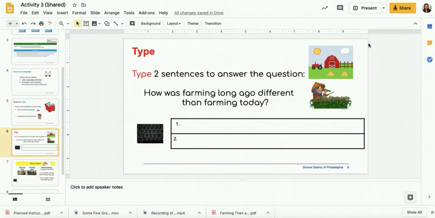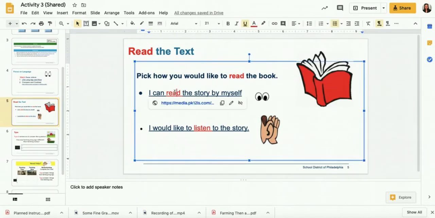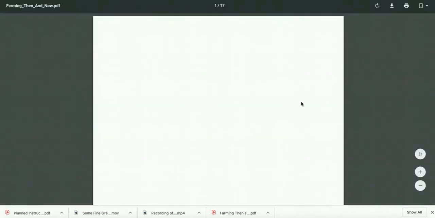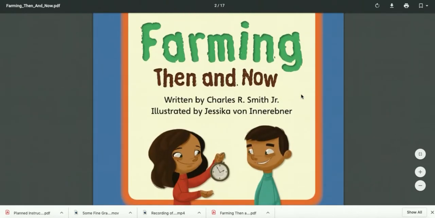Let's go back into our text, and remember, we're comparing farming long ago to farming today, or farming now. So yesterday I shared the YouTube video of the teacher reading Farming Then and Now. Today I'm going to go into the PDF version and reread some sections with you so that we can see the words a little easier for us to write them on our Venn diagram. So this is Farming Then and Now.